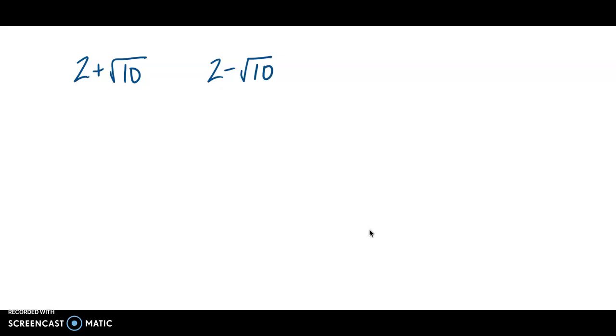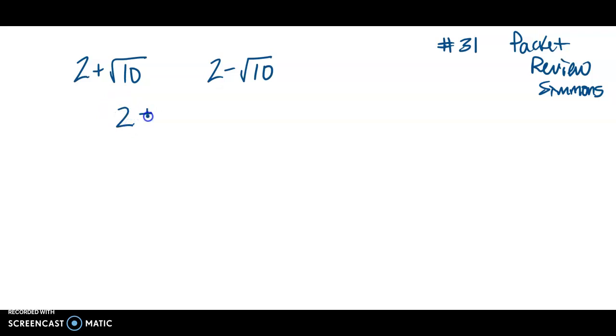So this is the packet review for Simmons, number 31. The question was, write a quadratic equation with the solutions 2 plus root 10 and 2 minus root 10. So you should be able to recognize that you can write this as 2 plus or minus root 10. And that 2 plus or minus root 10, those are both of your answers, your x equals.